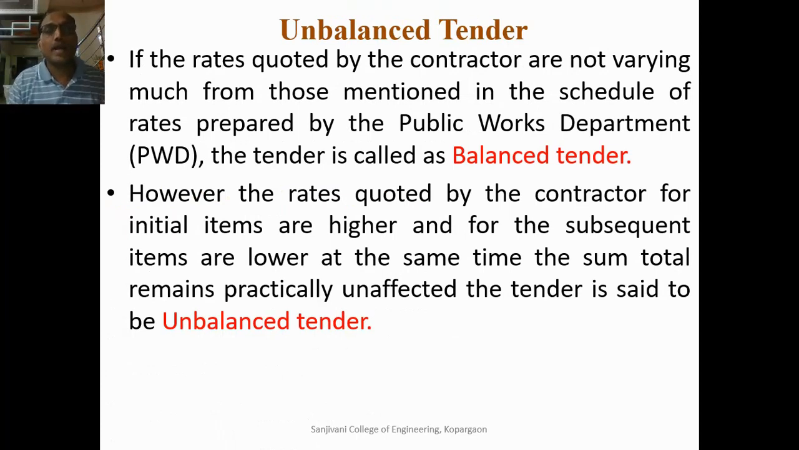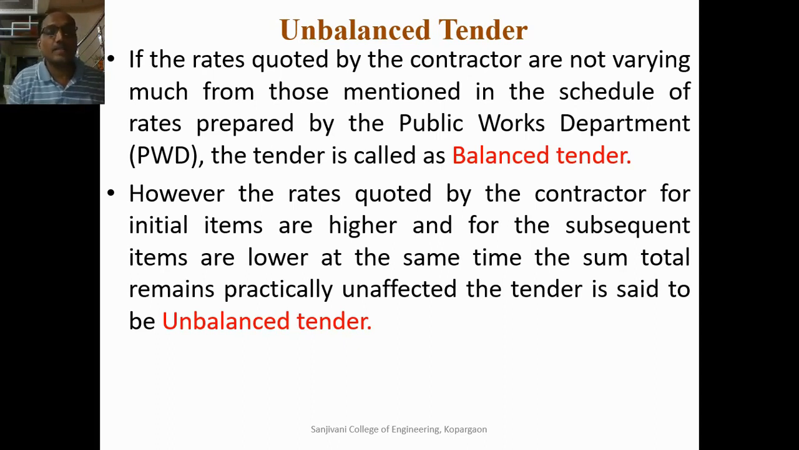Now coming to unbalanced tender. This is very important. If the rates quoted by the contractor do not vary much from those mentioned in the schedule of rates prepared by the PWD, Public Works Department, the tender is called a balanced tender. In a balanced tender, there is only a little deviation in the rates. However, sometimes the rates quoted by the contractor for initial items are higher and for subsequent items lower rates are quoted, but the sum total remains practically unaffected. The tender is then said to be an unbalanced tender.